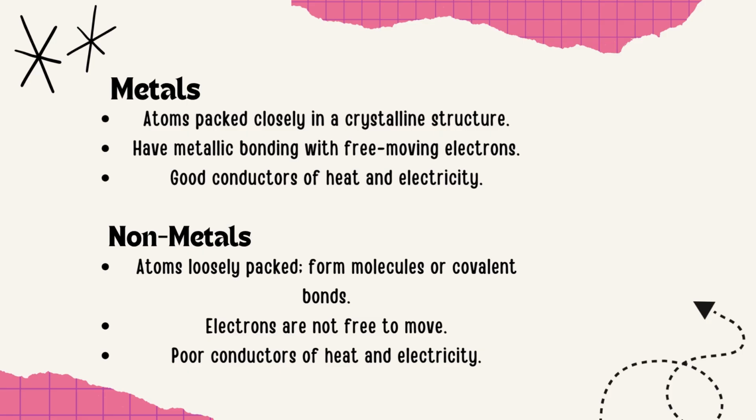Now, let's look at the atomic structure of metals and non-metals. Metals have their atoms packed very closely together in an organized pattern called a crystalline structure. The outer electrons are free to move around, and this is known as metallic bonding. That's why metals can conduct heat and electricity so well. Non-metals, on the other hand, have atoms that are not tightly packed. They usually form molecules or covalent networks. Their electrons are fixed in place, so they can't move freely, and that's why non-metals are poor conductors.